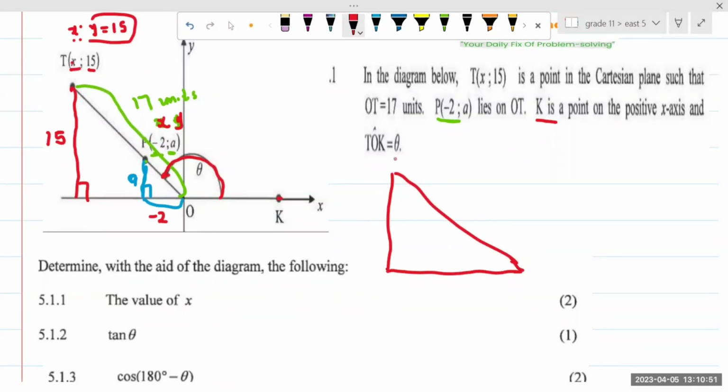So here you have your T, here you have your 15, and then here you have your O, and then they said from O to T you have 17. And then this angle here, theta, is equivalent to the angle which is here, because we can use reducing angles to reduce it. So we can say this theta and this theta are exactly equal when we're using reducing angles. Yes. And then the other one that we have is another smaller triangle. So this one here.